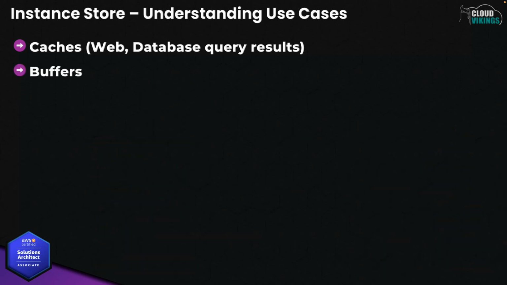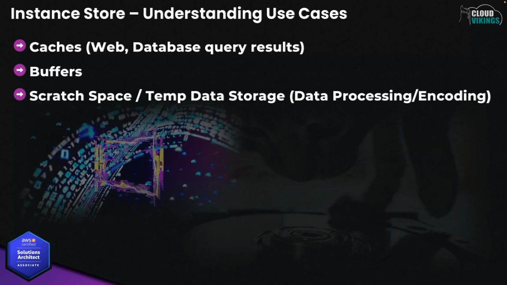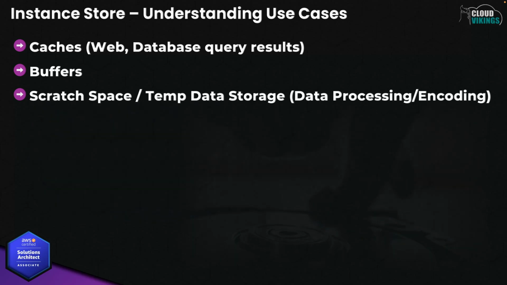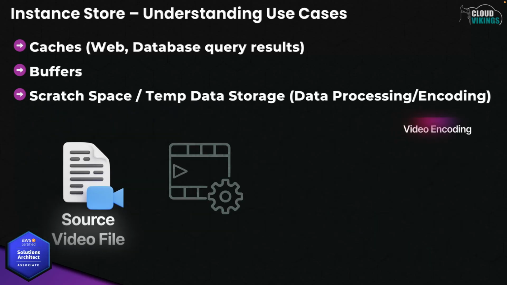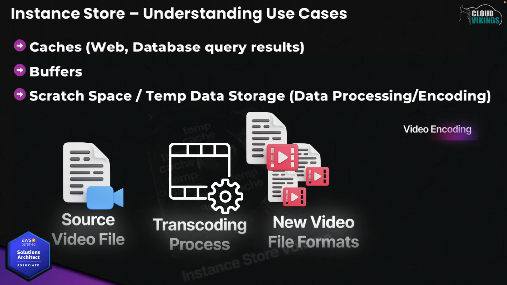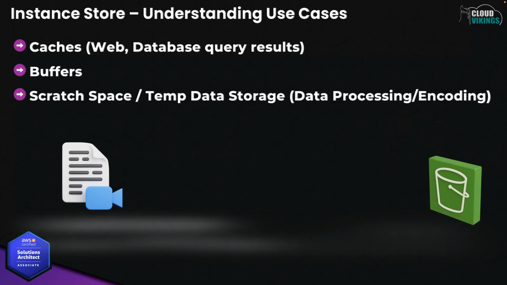It's also really useful for applications that need buffering of incoming data quickly before processing it and potentially storing the results somewhere else. Now, this is an important use case here as well. Instance Store is really ideal for applications that need a temporary scratch workspace for things like video encoding, image processing, or large-scale data transformations, where intermediate files are generated and then essentially discarded once the final result is computed, and the final result data is maybe saved to persistent storage like EBS or S3.